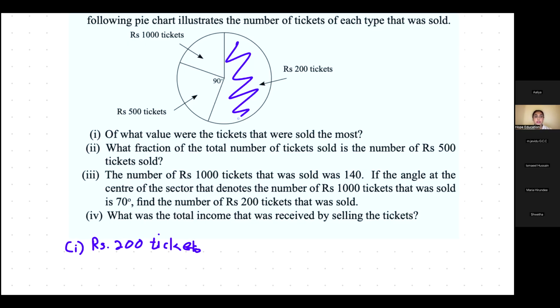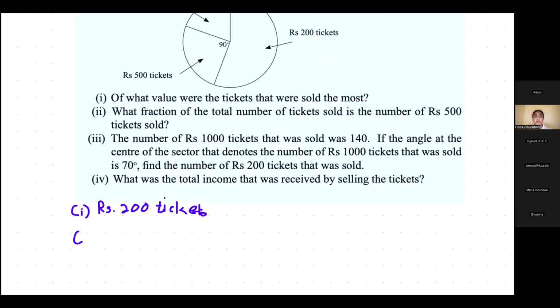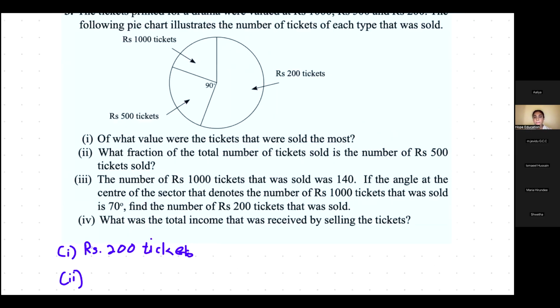So that's pretty obvious. All right, then Roman number 2. What fraction of the total number of tickets sold is the number of 500 rupee tickets sold? What did you write for this? Can't we do 90 over 360, then 9 over 36, then 1 over 3? Can you double check on that? Sorry, 1 over 4. Yes, Maria, correct. 1 over 4.